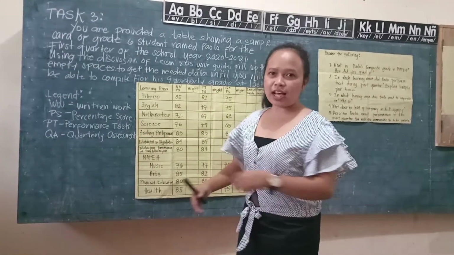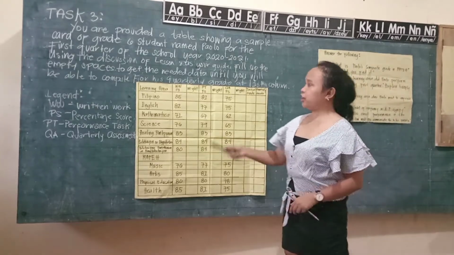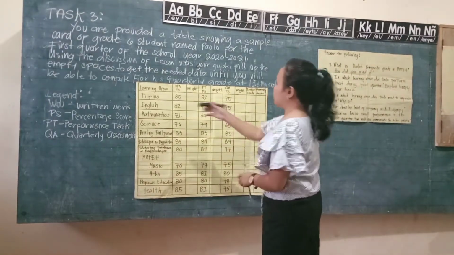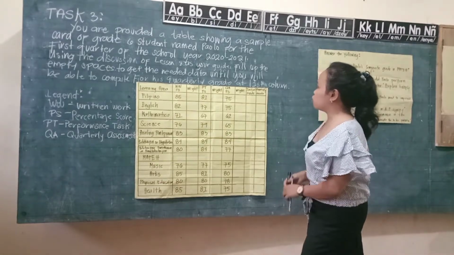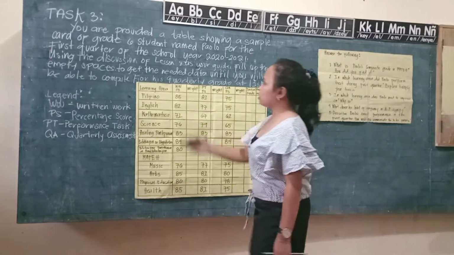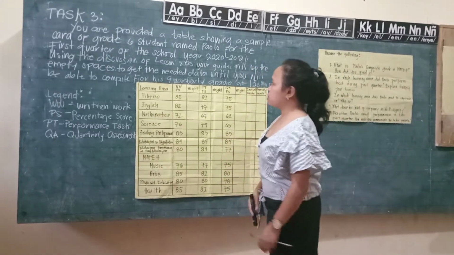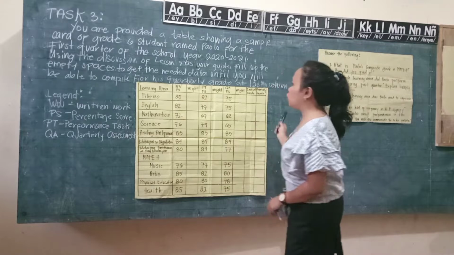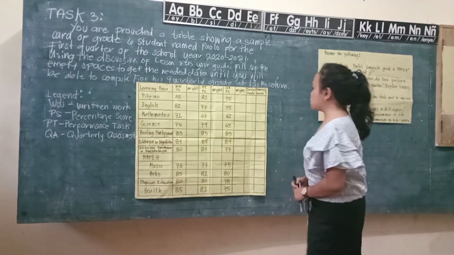So let's proceed to task 3. You are provided a table showing a sample card of grade 6 student named Paulo for the first quarter of the school year 2020 to 2021. Using the discussion of the lesson 8 as your guide, fill up the empty spaces to get the needed data until you will be able to compute first quarterly grade at class column.